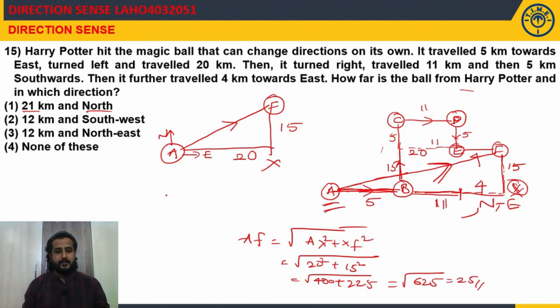So what will be my answer? 25 kilometers and northeast. So which option is available? None of these, so don't worry. My answer is none of these. Choice 4, 25 kilometers northeast. So please keep noting down.